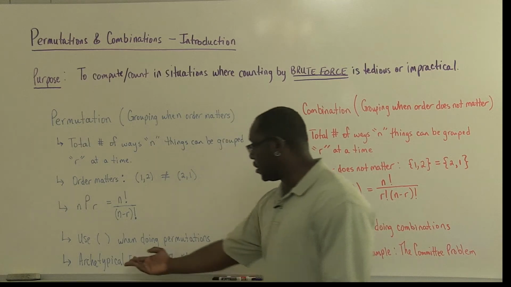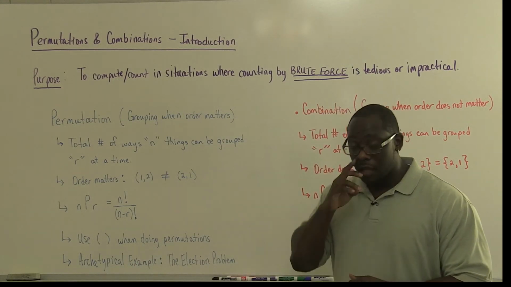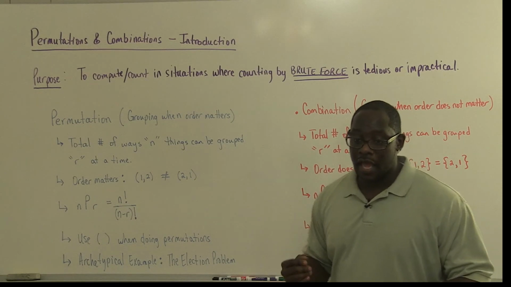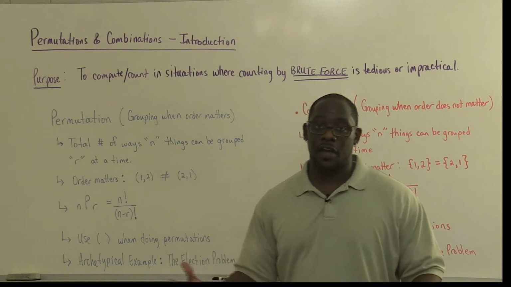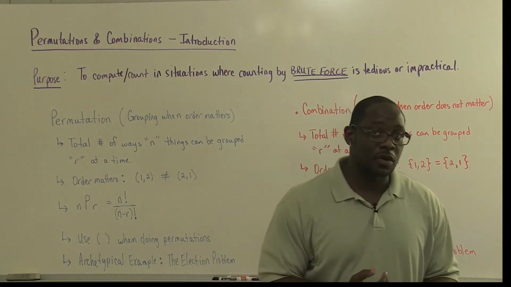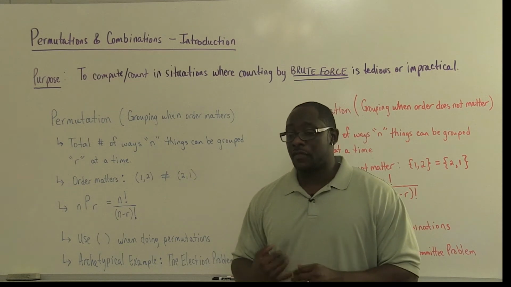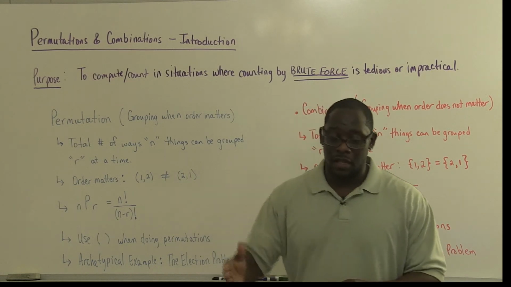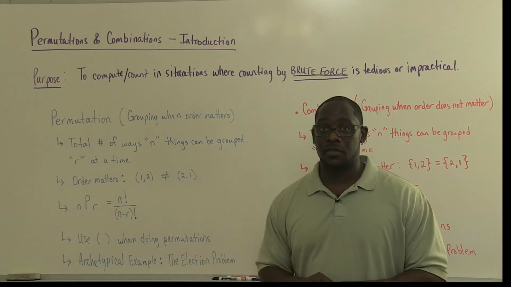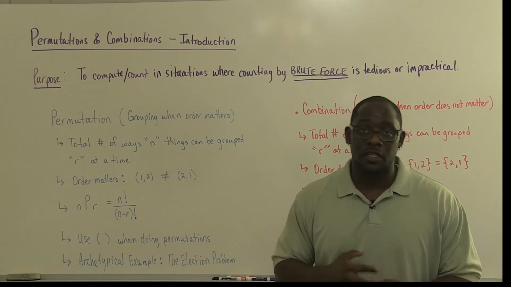And lastly here, the archetypical example would be what we call an election problem. So let's say we had a group of 5 people, and out of that 5 people, we wanted to select who's going to be the president, who's going to be the vice president, and who's going to be the treasurer, okay? Now, of course, the first person that's picked is the president. The second person that's picked is the vice president. The third person that's picked is the treasurer.